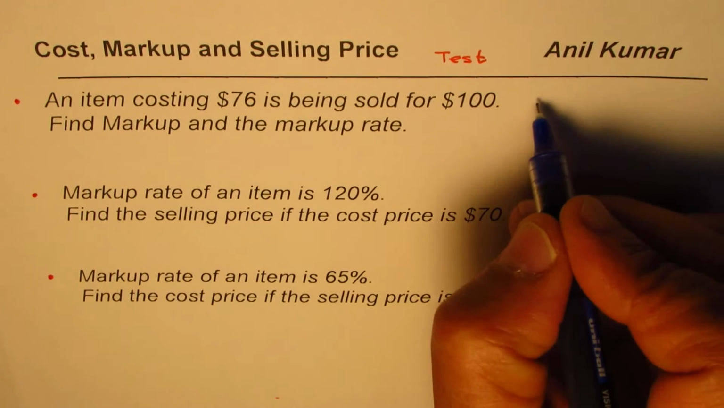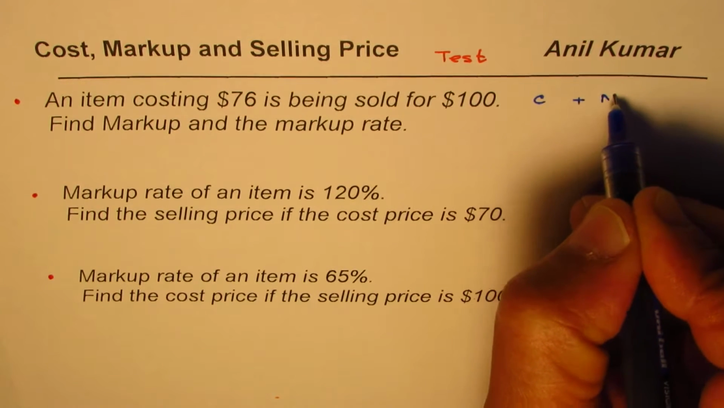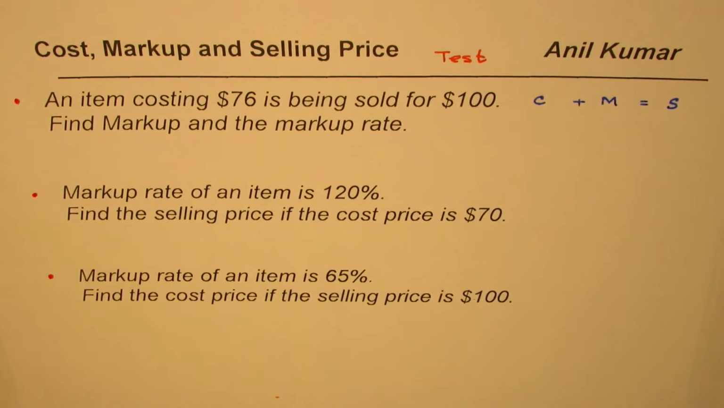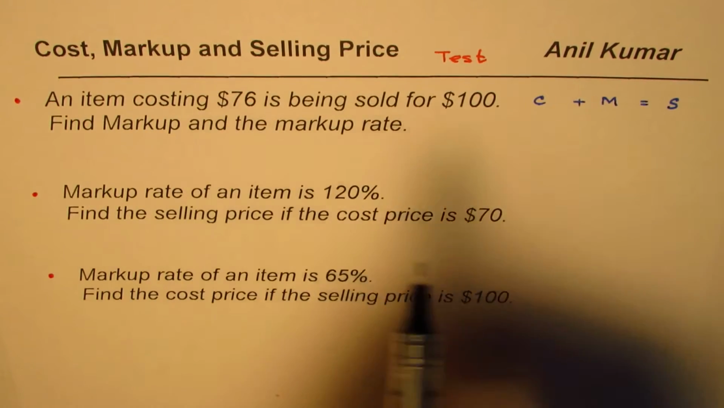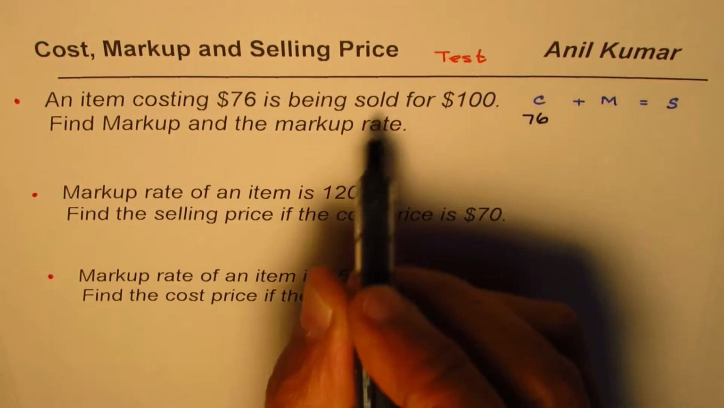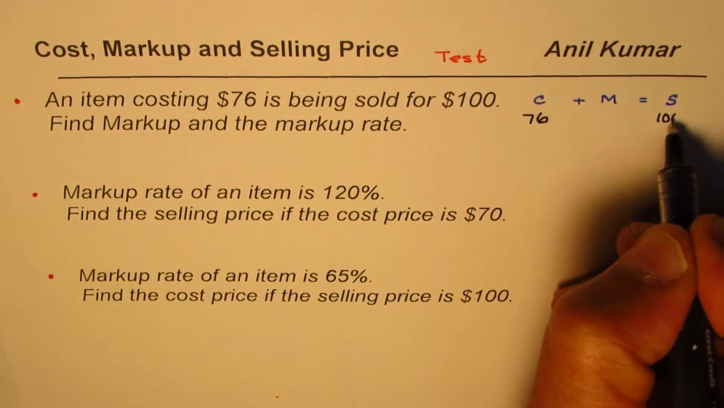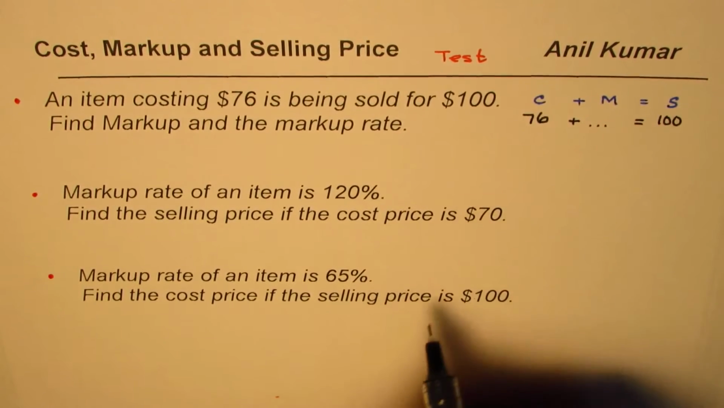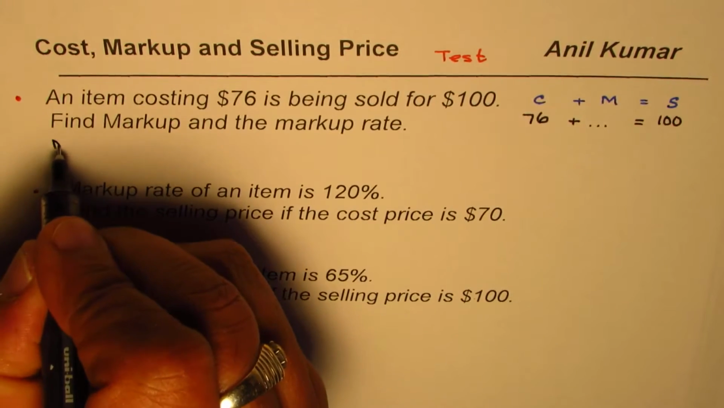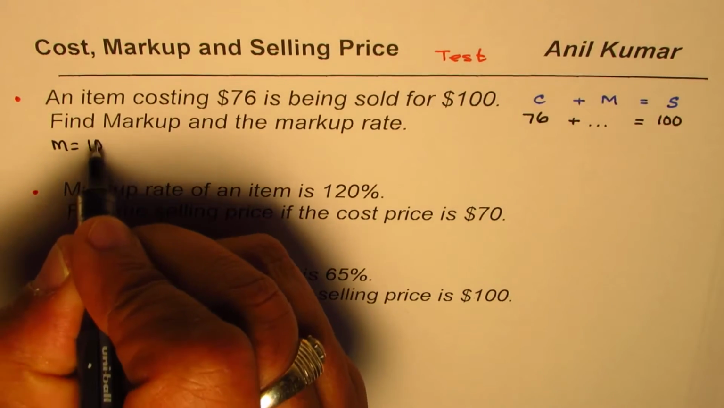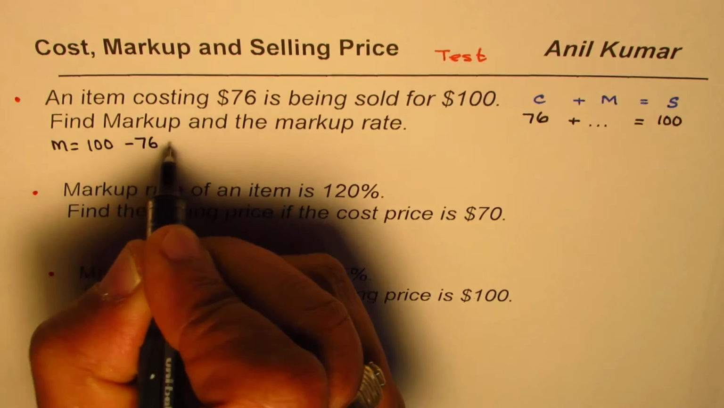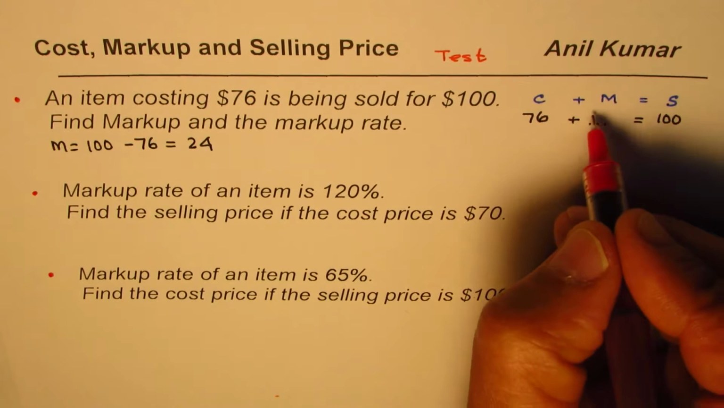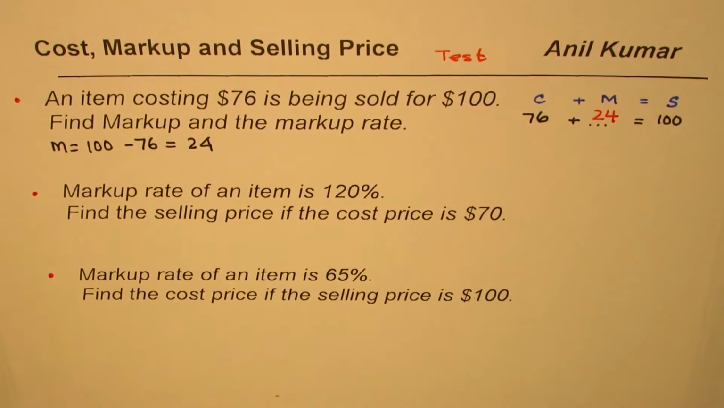So as you know, cost plus markup is equal to sales. In the very first question, we are given an item costing 76. So this is 76. Sold for $100. This is $100. They should be equal. What should you add to get $100? So the markup M is equal to 100 minus 76, right? And that is 24. So that is the answer. Let me write down 24 here. So that is the markup.